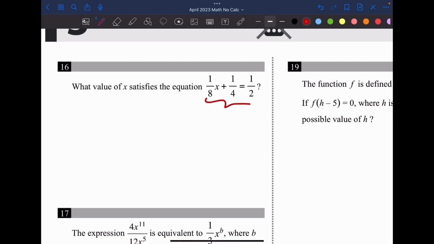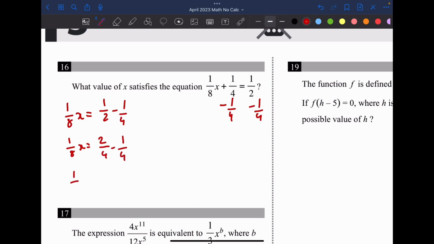So basically, solve for x. How do you do that? You subtract 1 over 4 from both sides. So 1 over 8x would be equal to 1/2 minus 1 over 4. So 1 over 8x is equal to 2 over 4 minus 1 over 4. So 1 over 8x is equal to 1 over 4.